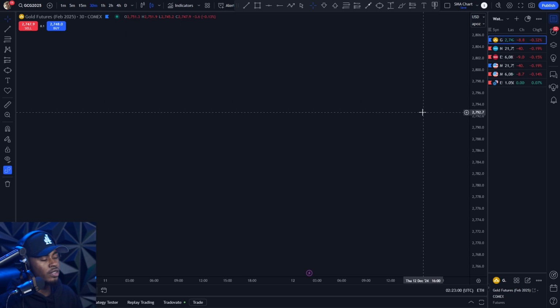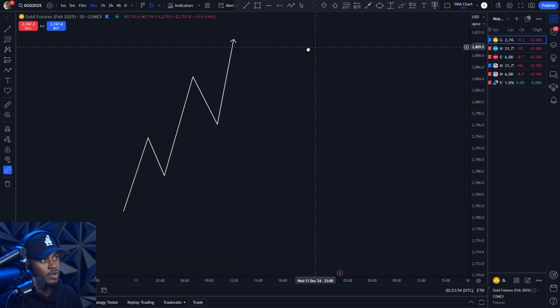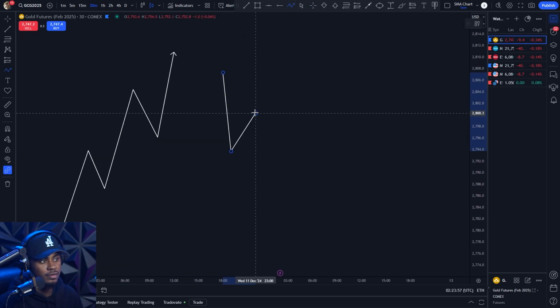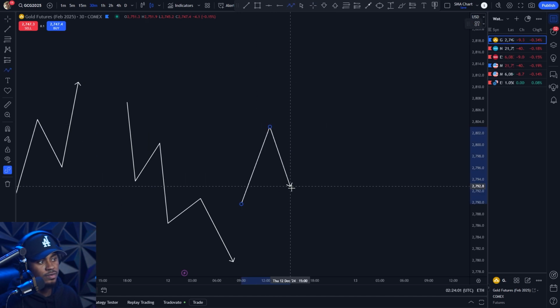Let's go ahead and talk about the three phases of market conditions. We have an uptrend, we have a downtrend, and we have a range. Starting with the uptrend, we know when it comes to any type of market condition, we have to have structure.